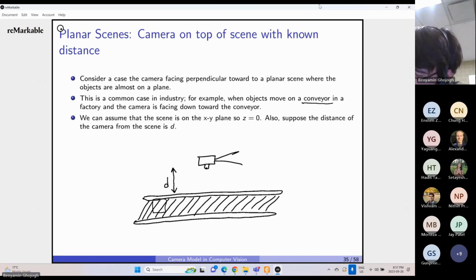Okay. We can assume that the scene is on the XY plane. Do you agree that I can choose my origin and my axes in the 3D space? Let me assume that this planar scene is on the XY plane.